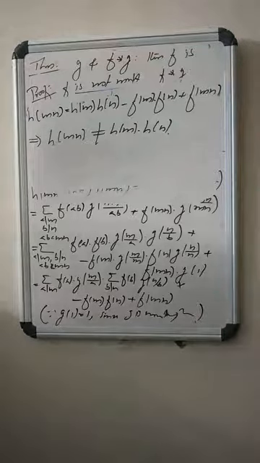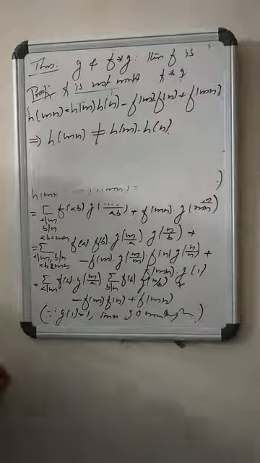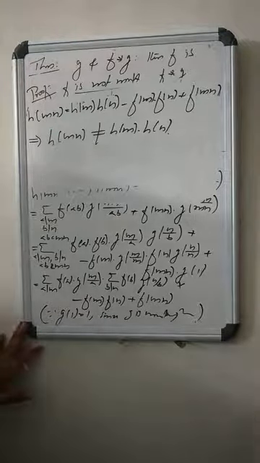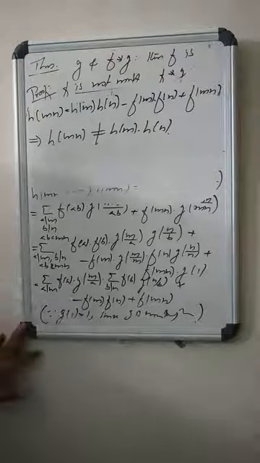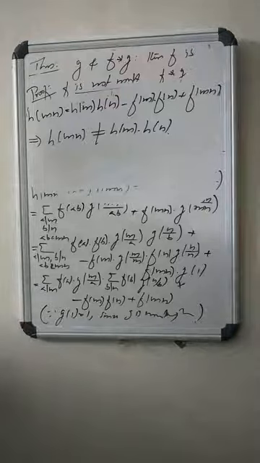So the theorem is, when g and f star g are multiplicative, we have to show that f is multiplicative. Equivalently, we prove that when f is not multiplicative and g is multiplicative, then f star g is not multiplicative. So this is the proof of that theorem. Agreed? Okay.